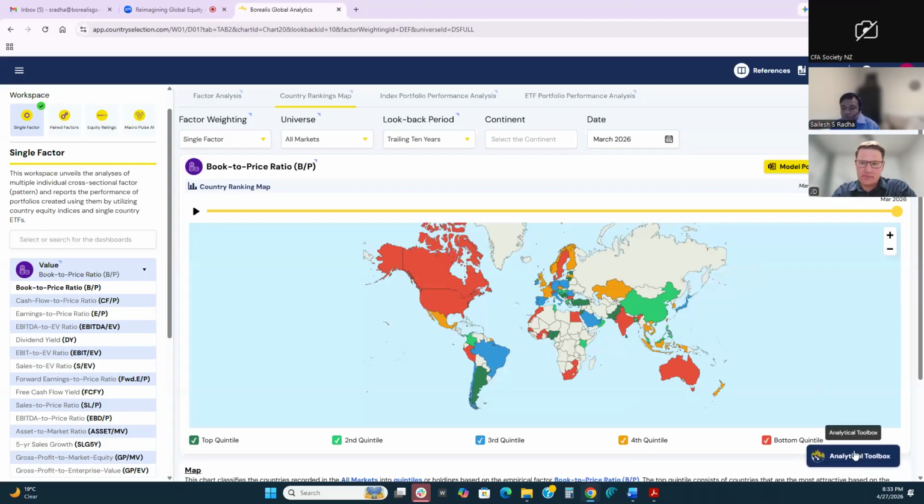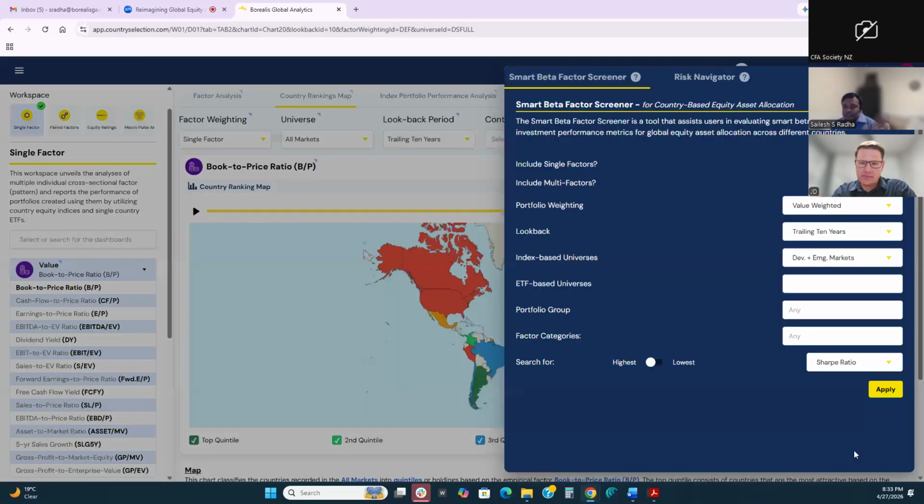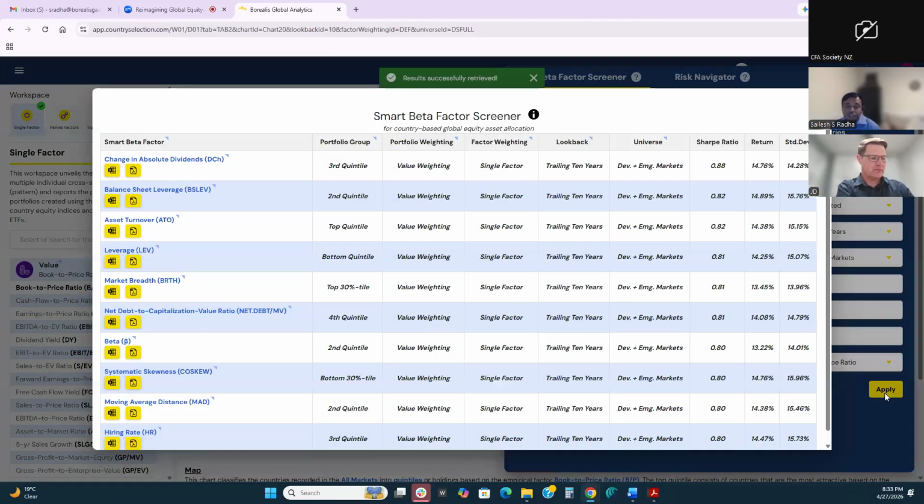So let us take a story here. I'm going to focus on single factors to begin with, and I'm more focused on developed plus emerging countries. I'm going to do an analysis based on a look back of 10 years, and we're only interested in value weighted portfolios. Let's say I'm searching for an idea that gives the highest Sharpe ratio. Let's look at this, based on data as of March 31st, 2026.